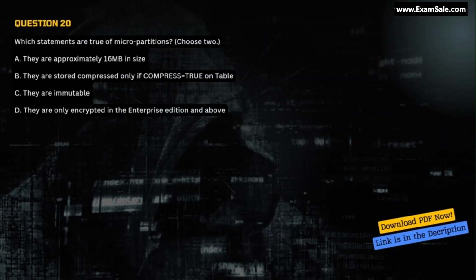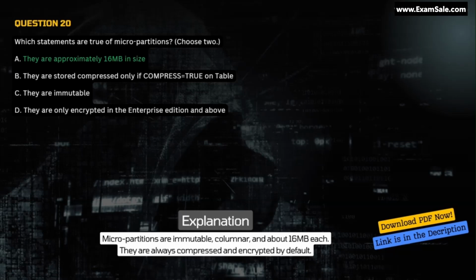Question 20. Which statements are true of micropartitions? Choose 2. A. They are approximately 16 megabytes in size. B. They are stored compressed only if compress equals true on table. C. They are immutable. D. They are only encrypted in the Enterprise Edition and above. Correct answer A and C. They are approximately 16 megabytes in size. They are immutable. Explanation. Micropartitions are immutable, columnar, and about 16 megabytes each. They are always compressed and encrypted by default.